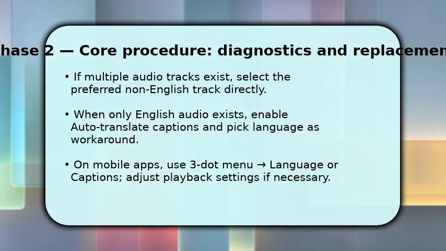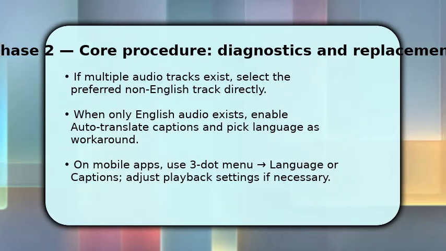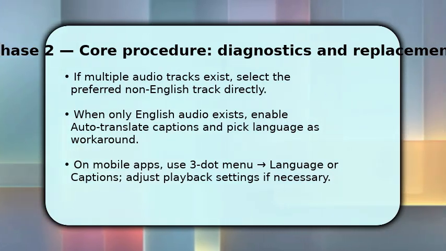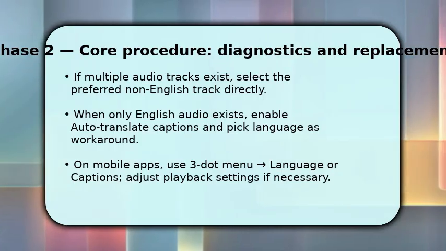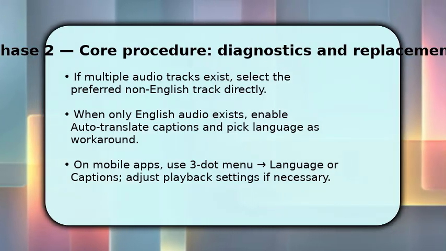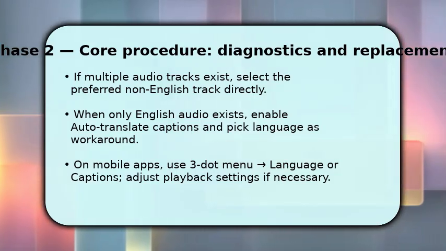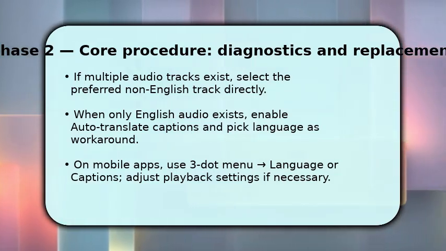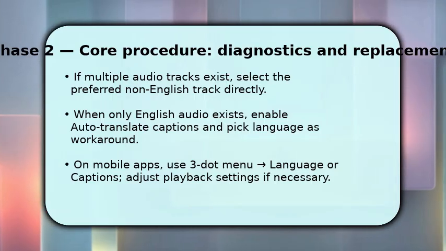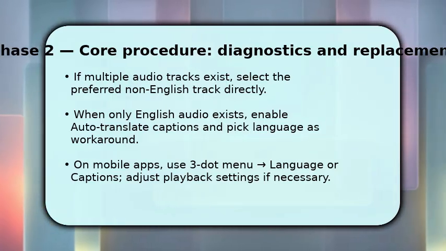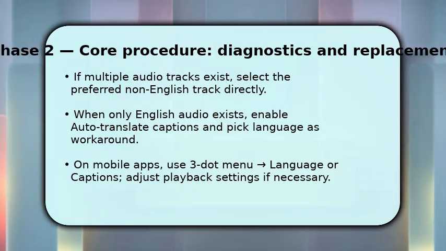If there is only English audio, enable captions, then auto-translate and pick the target language. This isn't pure audio replacement, but it removes English as the primary comprehension cue. Make sure to test full playback for sync. Also check the app's three-dot menu on mobile. Some apps hide language under More Options. Toggle there to complete the switch.